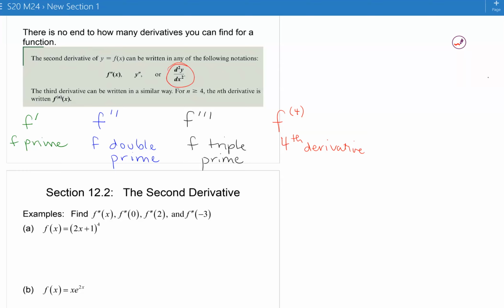So this notation, the d squared y dx squared, this is more needed in Math 42 where they're doing multivariable calculus. We are not doing multivariable calculus, but I wanted you to see the notation because the book sometimes mixes up the notations, just to make sure you're familiar with all of them. So any of these 3 notations all mean find the second derivative.